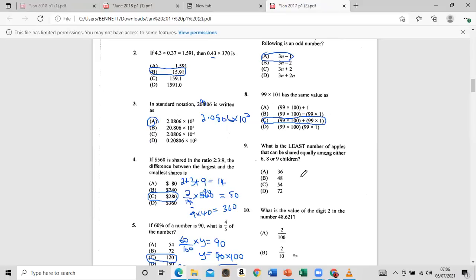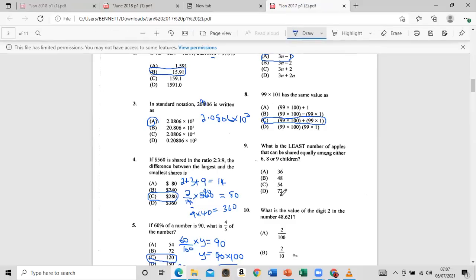Are you ready? What is the least number of apples that can be shared equally among 6, 8, or 9 children? So we have to find the least number that all 3 can go into. So we can eliminate 36 because something can't go in. We can eliminate 48 because 9 can't go into 48. Let's see, 54. 6 can go into 54, that's 9 times. Let's see, 8 into 54. No, we can't. So that leaves us with the last one, which is 72. 6 can go into 72. 8, 9, 72. So there we go.